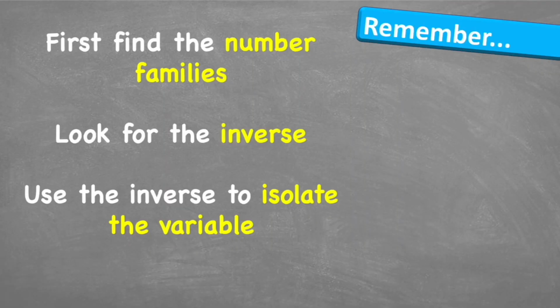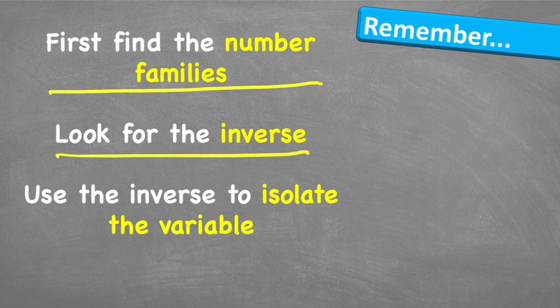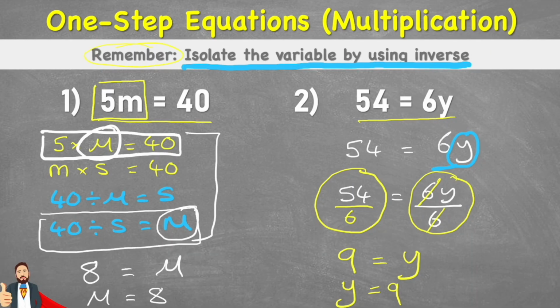Let's look at what to remember. First, we're going to find the number families if we choose to do the first method. Then we'll look for the inverse, and then we'll use the inverse to isolate the variable. Or in the second method, I will see what is connected to my variable, and in this case we had a times 6, and I will use the inverse to cancel it out. But if I use the inverse on one side, I have to then use it on the other side too, and that way I can isolate my variable to give me the answer.